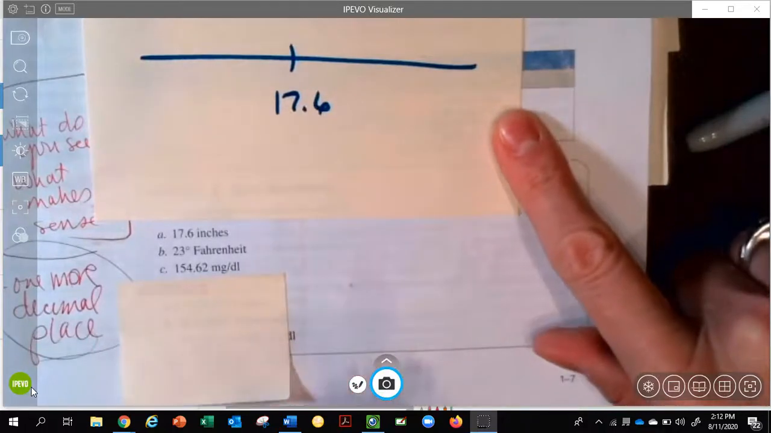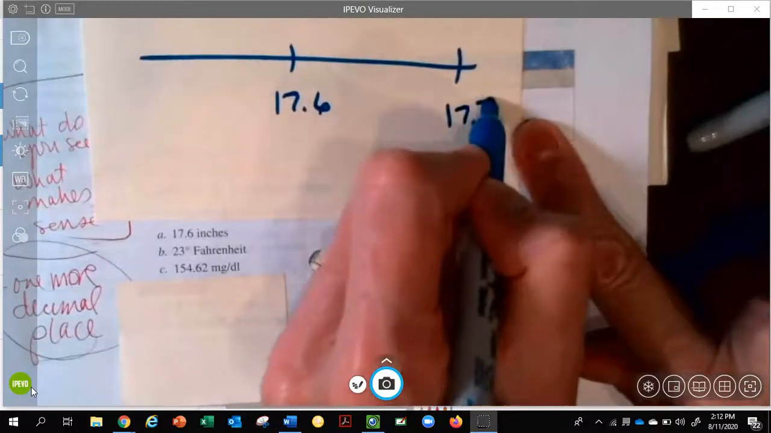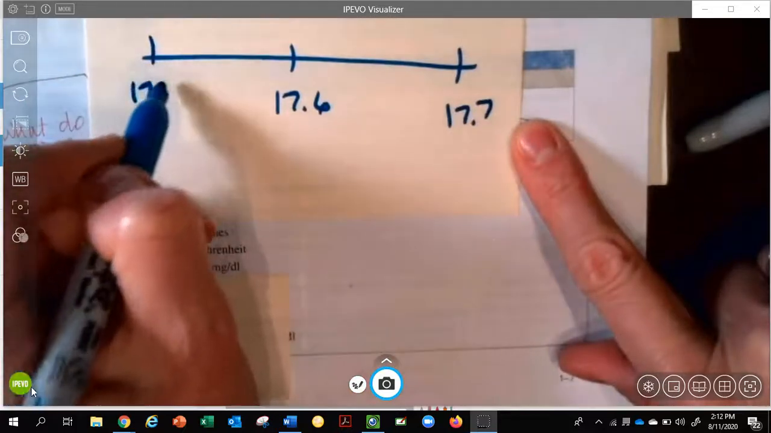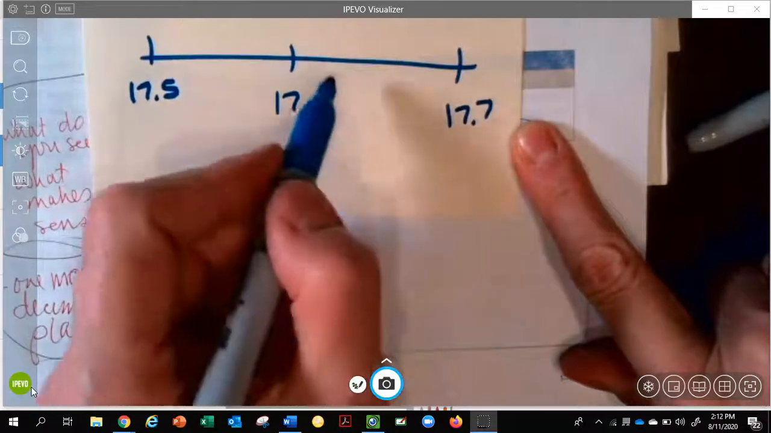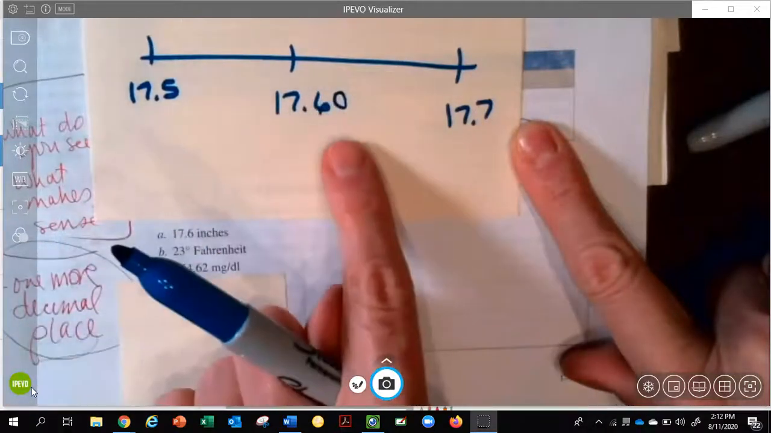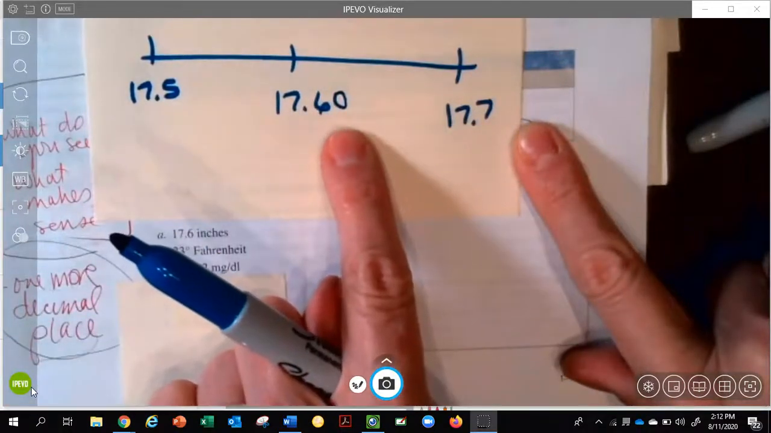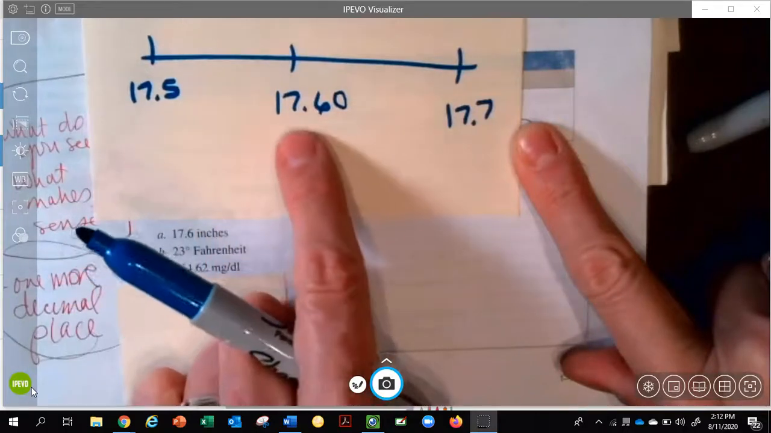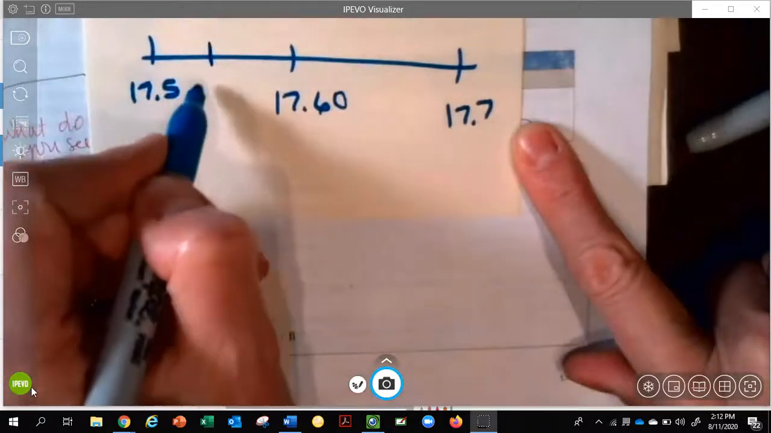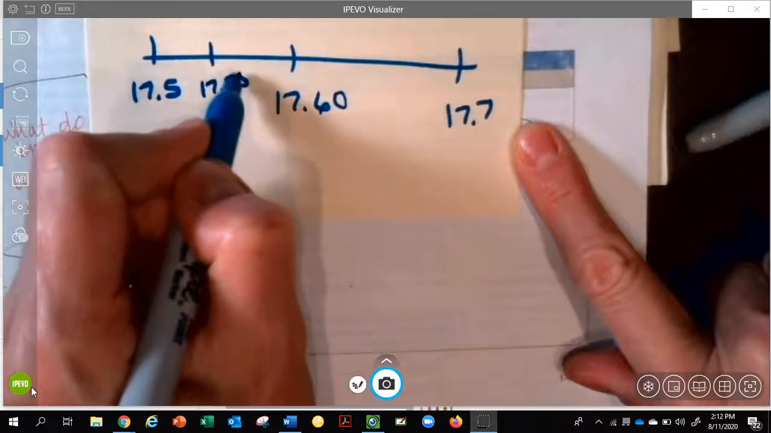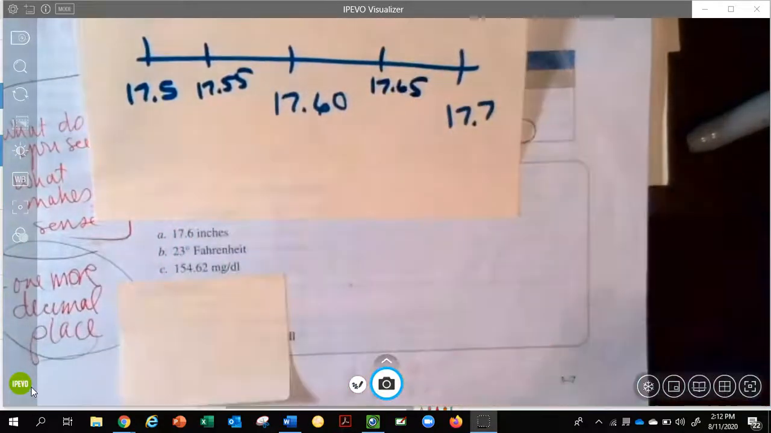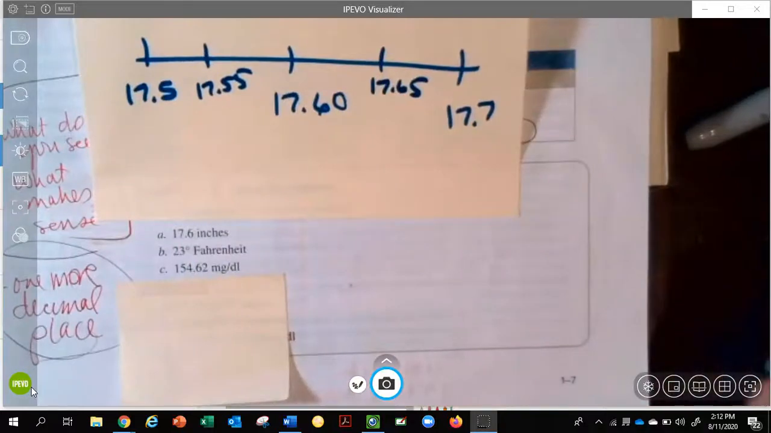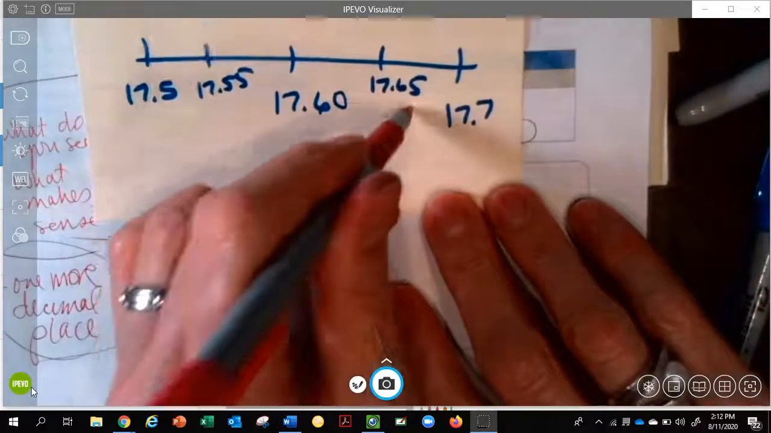17.6. And again, I can look at it like this, 17.7, 17.5, but I got to go another decimal place. So the other decimal place, I really like to put the 0 in there because it helps my brain, because now I can think money on this one, $17.60. Then it would be $17.55 and $17.65.